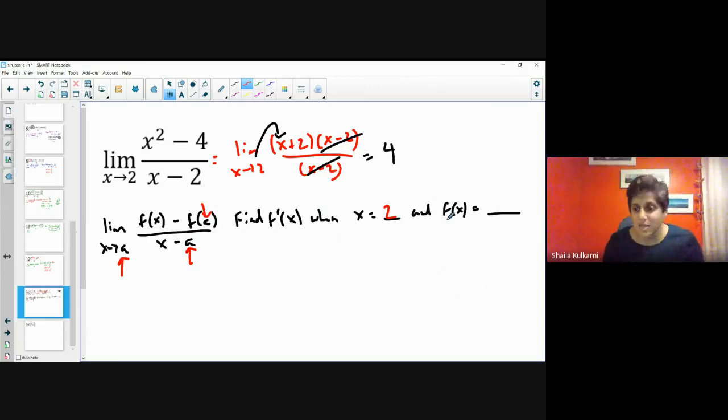All right, and what is the function that I'm plugging in? What is f of x? It's x squared. So what's the derivative of x squared using the power rule? It's 2x. And if I plug in 2 into that, what do I get? 2 times 2 equals 4.